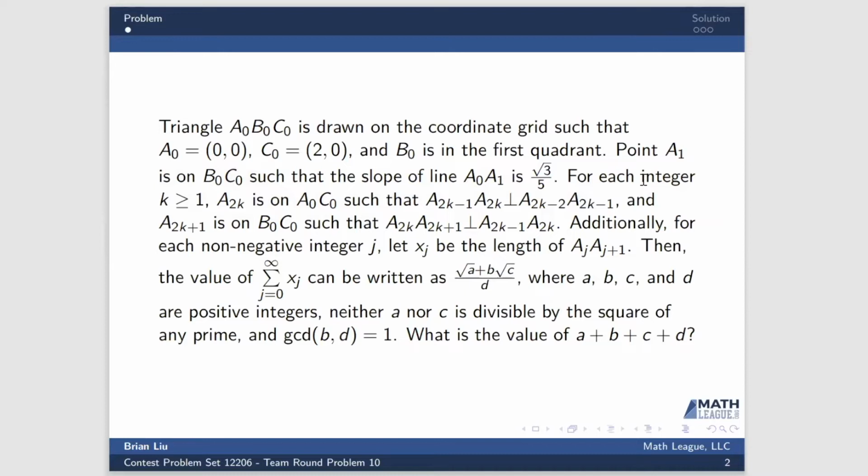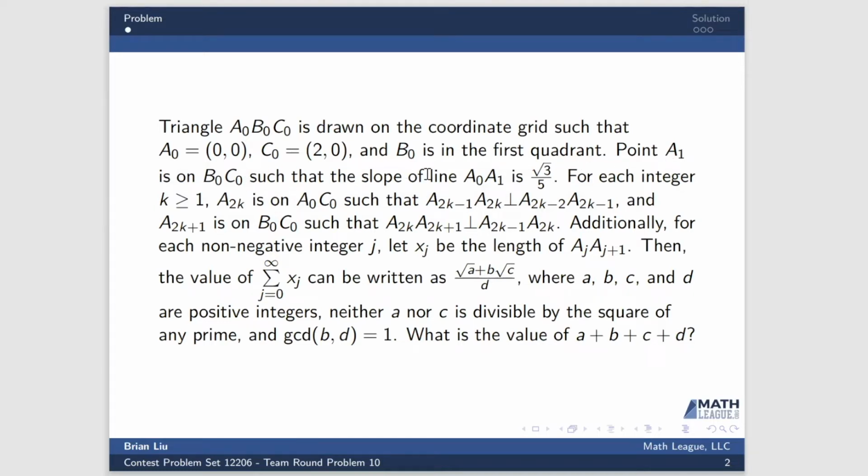Right, so today we're going to be discussing the 10th problem on the team round on the sixth high school contest, where we have a triangle A0, B0, C0, with A0 at the origin and C0 at (2, 0), and B0 is in the first quadrant.